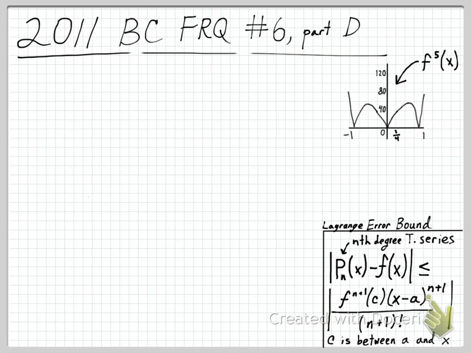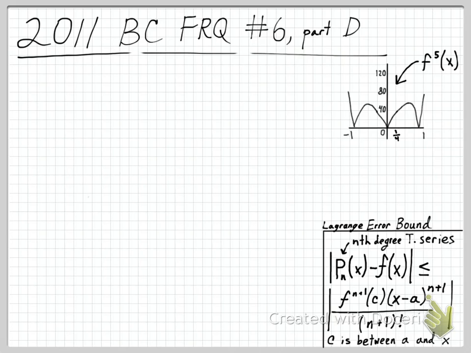Now I'm going to show you how to do one of the AP problems that has to do with the Lagrange error bound. This is from the 2011 exam. It's the 6th question. Part D states, let P4(x) be the 4th degree Taylor polynomial for f about x equals 0. Using information from the graph of y equals the absolute value of the 5th derivative of f(x), shown above, show that the absolute value of P4(1/4) minus f(1/4) is less than 1 over 3,000.